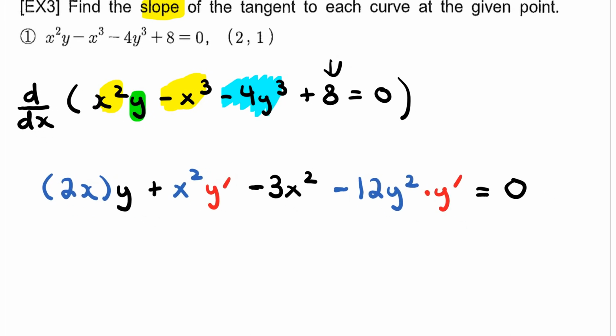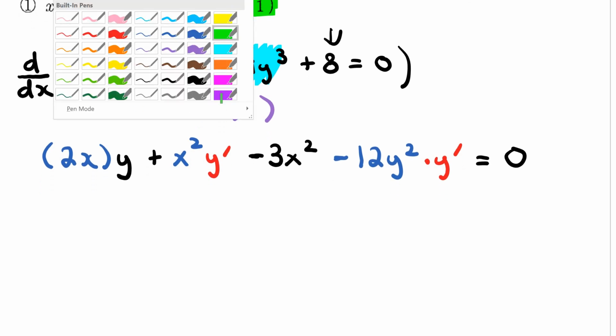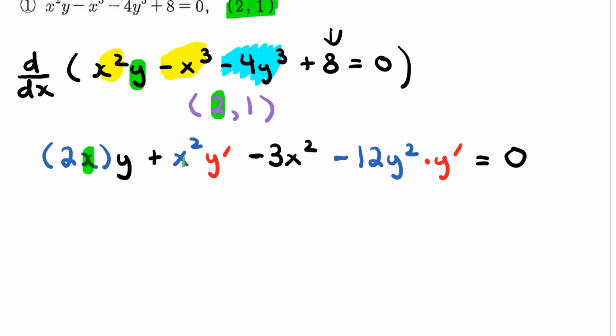Okay, so the next step here is that we know the point is (2, 1), right? So let me put this in bold letters here, maybe I'll use purple. We know that the coordinate is (2, 1), right? So what we're going to do is that every time we see an x value, we're going to change all the x's with 2. And every time we see a y, we're going to change all the y's with the 1 there. Okay, so hopefully that makes sense.